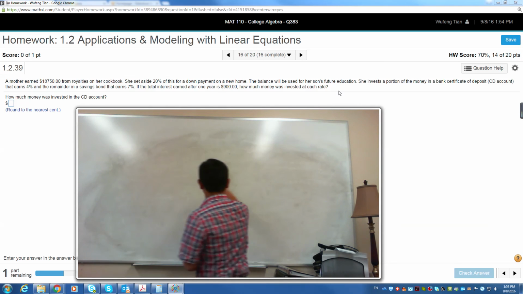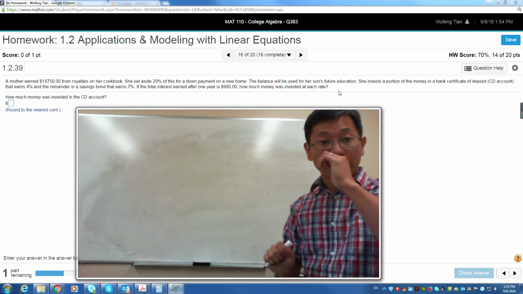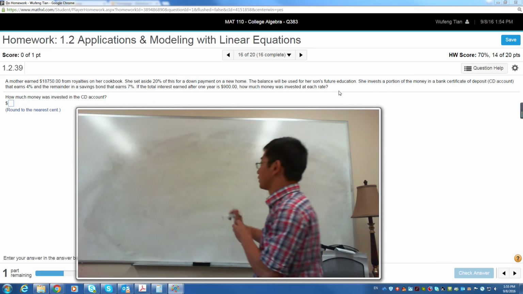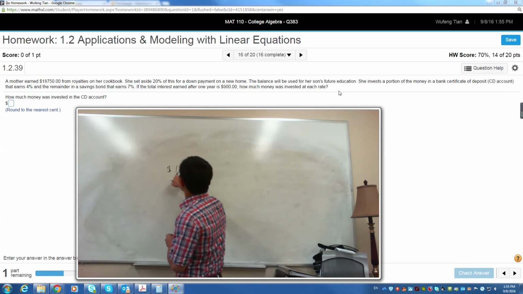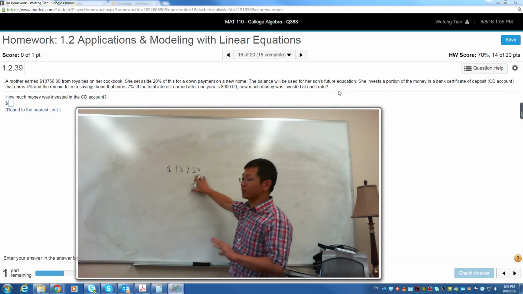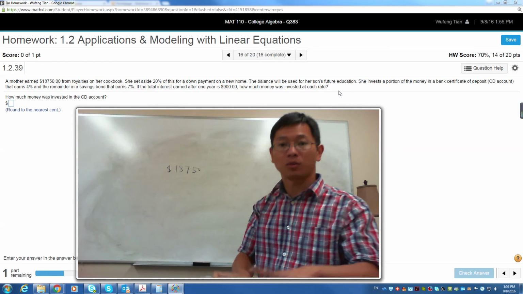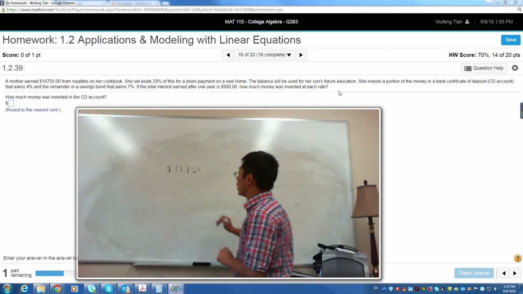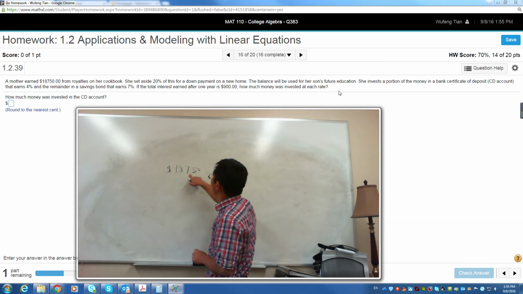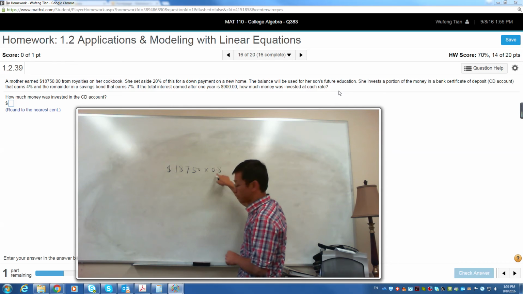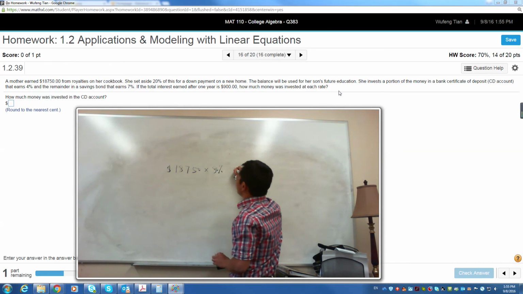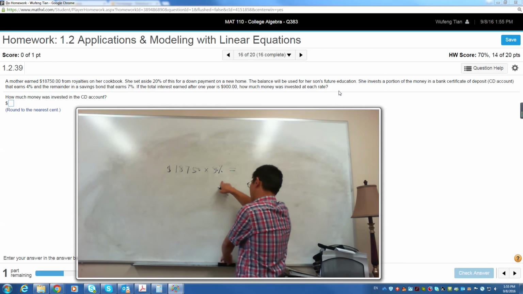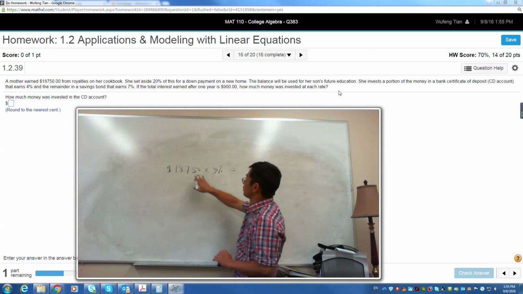So, the money she got previously is 18,750. But 20% of this money has been used for a down payment to buy a new home, so that's gone. So we only actually have 18,750 multiplied by 80%, which is 0.8. Okay, you can write 80%, 0.8 is the same thing. This is the total of money she will put into different accounts. Okay, you need to find this first.